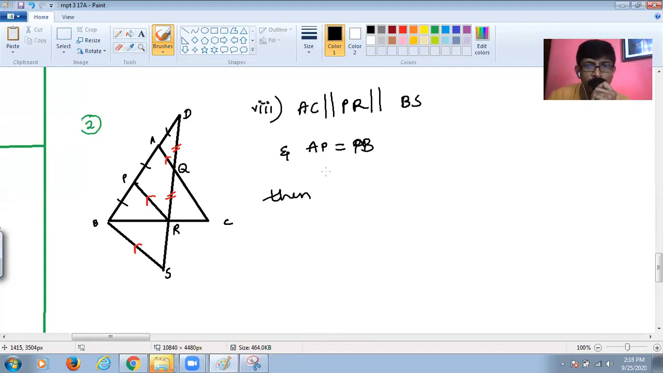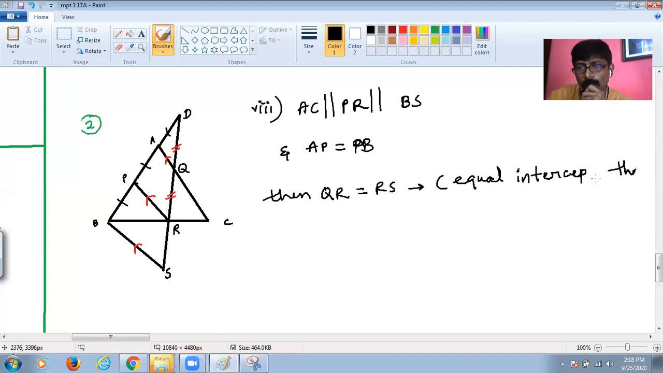QR is equal to RS, simple. Then we can say QR is equal to RS. And what is the reason for this, guys? Very nice. Equal intercept theorem. Okay, now by the equal intercept theorem, we proved that this is also equal.